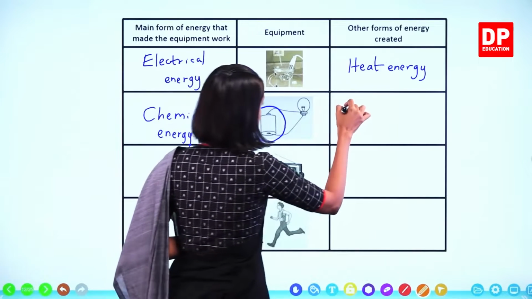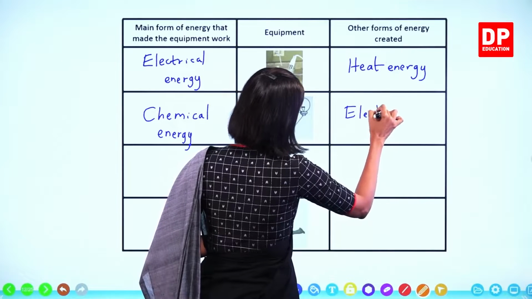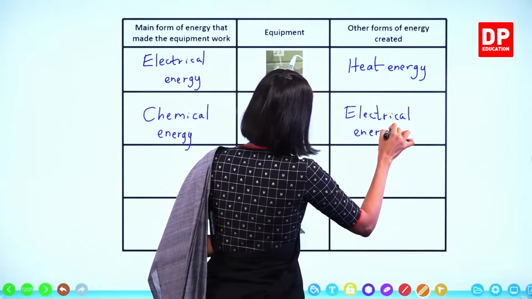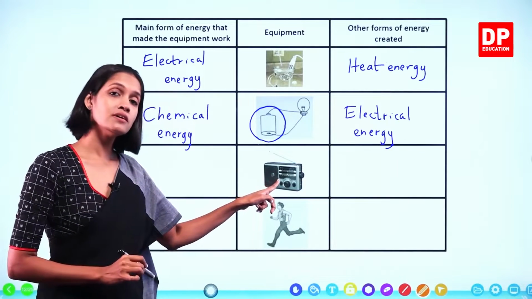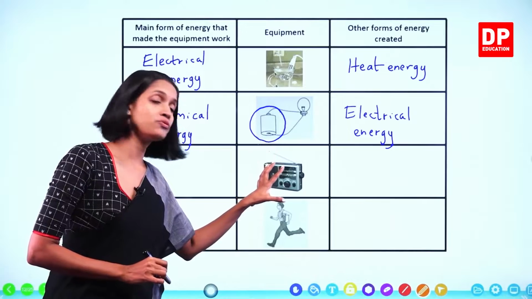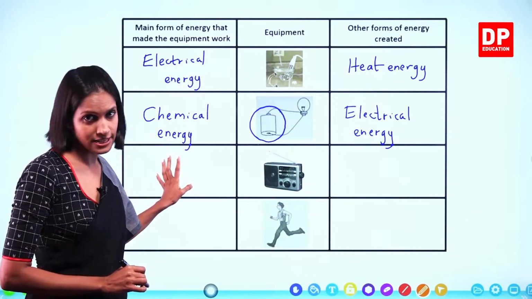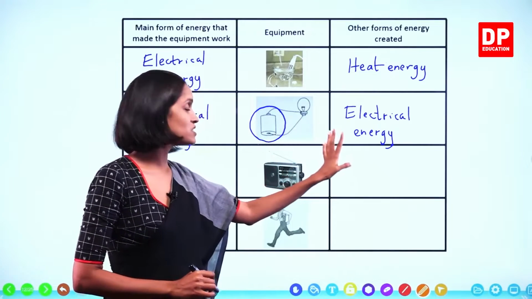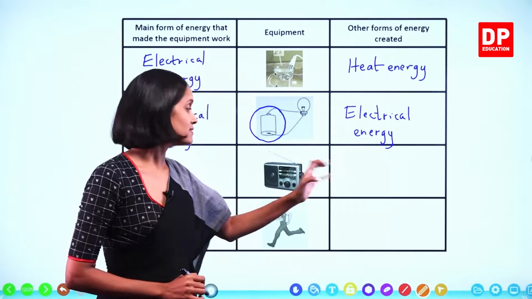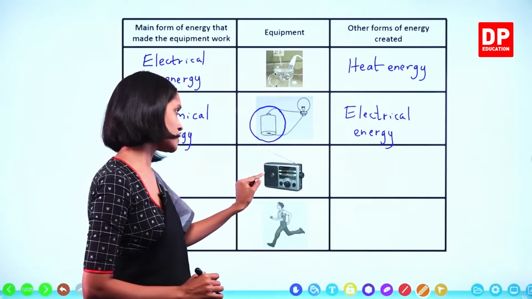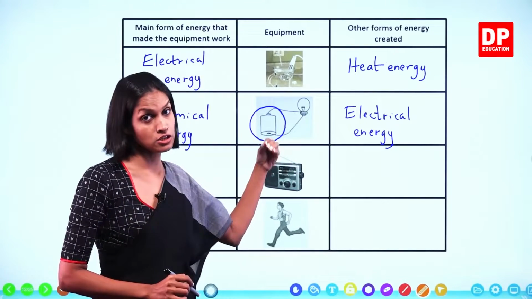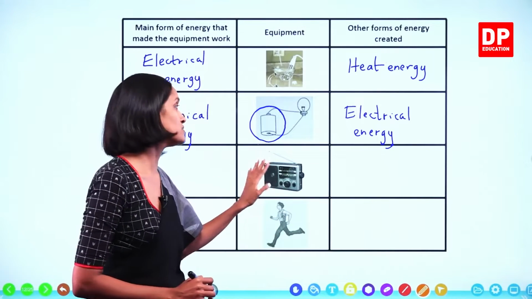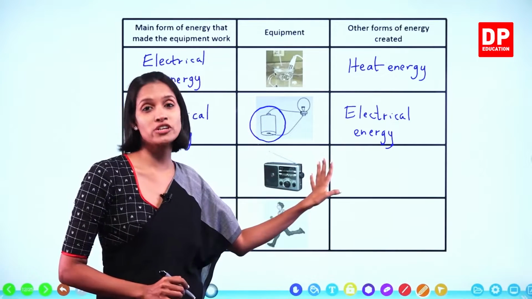Is converted to electrical energy. This one, a small radio. So radio works because of electrical energy, right? So because of electrical energy, what are the forms of energy created? Sound energy, right? Basically sound energy, but sometimes if the radio has small bulbs, light energy is also created. And at the same time, after a little while, it will get heated up. Heat energy is also created, right?